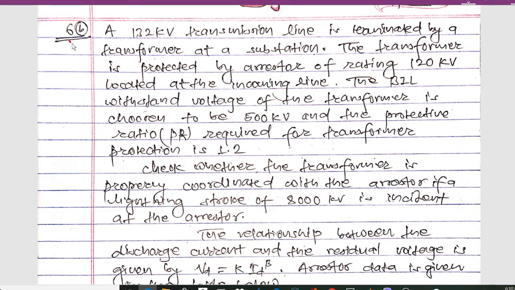So here the very first one is: a 132 kilovolt transmission line is terminated by a transformer at a substation, and the transformer is protected by an arrestor operating at 120 kilovolt located at the incoming lines. The basic impulse level withstand voltage of the transformer is chosen to be 500 kilovolt, and the protective ratio PR required for the transformer is 1.2. Check whether the transformer is properly coordinated with the arrestor if a lightning stroke of 8000 kilovolt is incident at the arrestors.